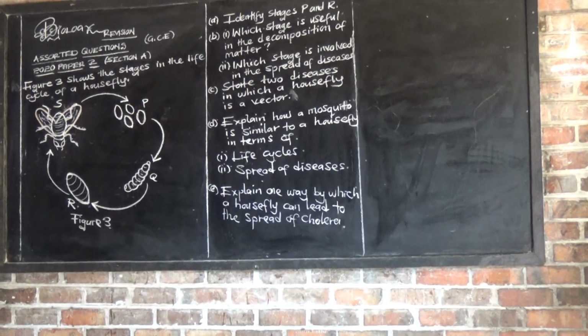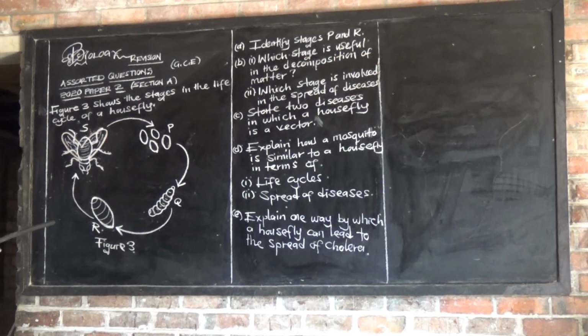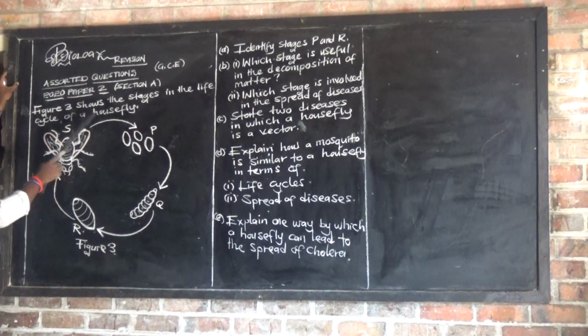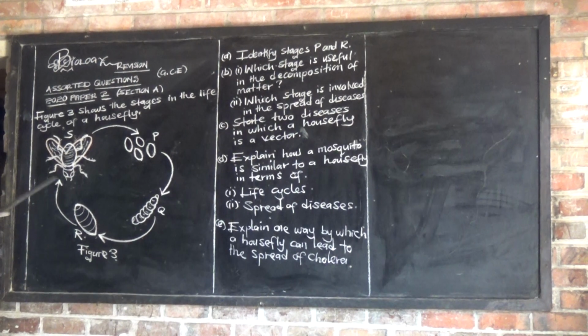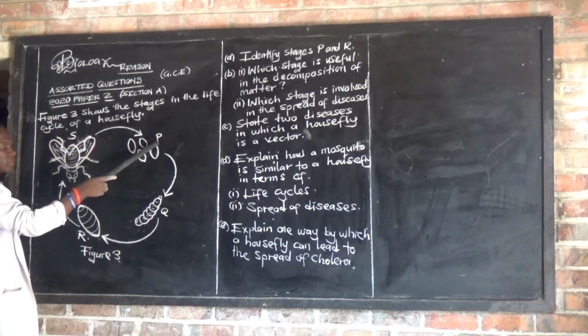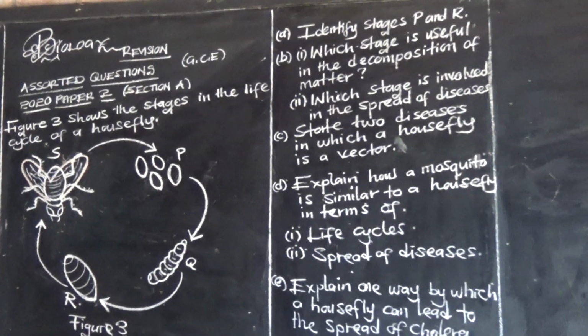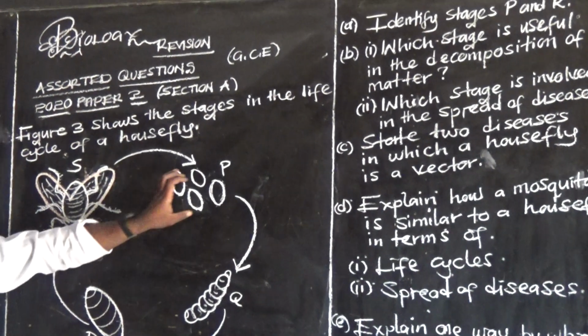This is the 20 paper. I'm going to be fast this time around. Figure 3 shows the stages in the life cycle of a housefly. The first stage is P, then you have Q, R, and then S. P represents the eggs.